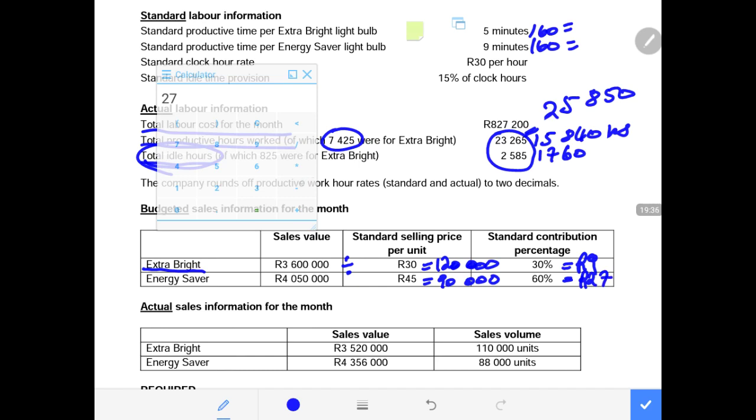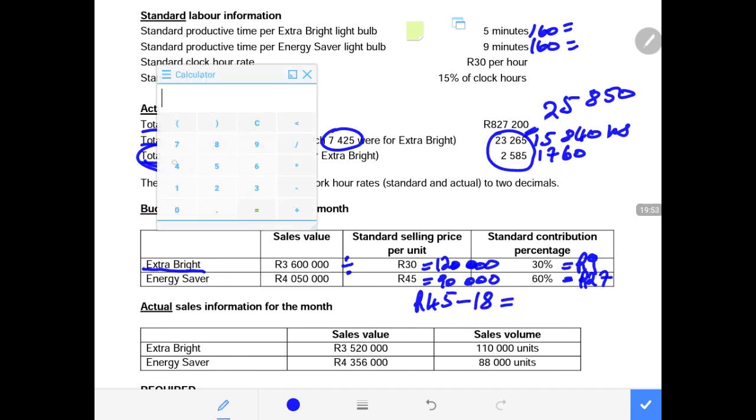Now, if we have 27 rand, we say 45 minus 27, meaning our variable cost is 18 rand. Therefore, to calculate the contribution per unit, we say selling price of 45 rand per unit minus variable cost of 18 rand for us to get to 27. Therefore, 45 minus 18 will give us 27.